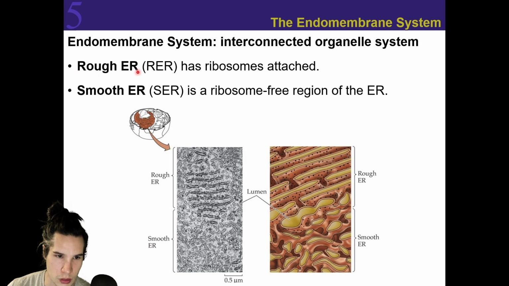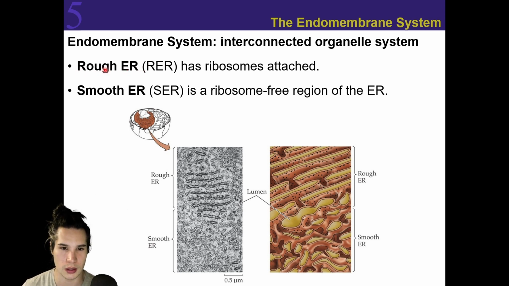Let's start off with the rough ER. The rough ER is going to usually be contiguous with the nuclear envelope, and it's going to be rough because it has ribosomes attached to it. And then smooth ER, that's actually going to be a ribosome-free region of your endoplasmic reticulum. So no beads of ribosomes around the smooth ER.